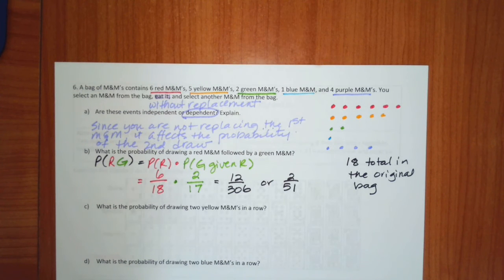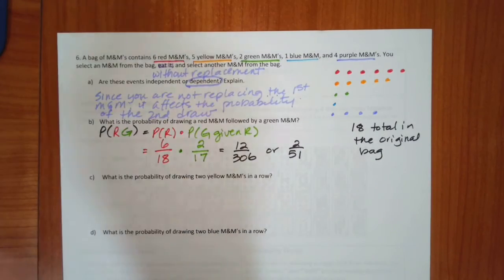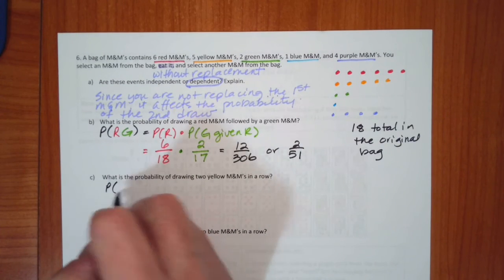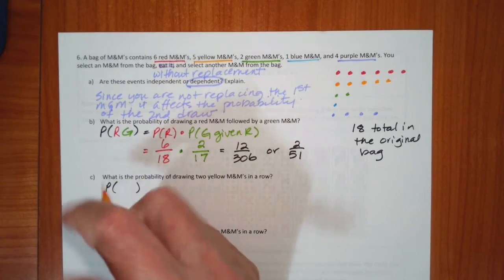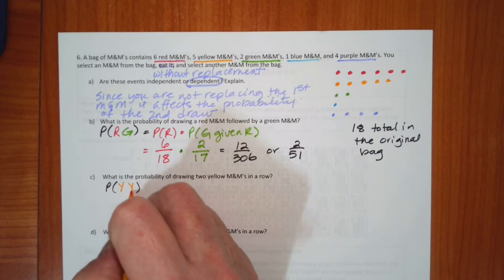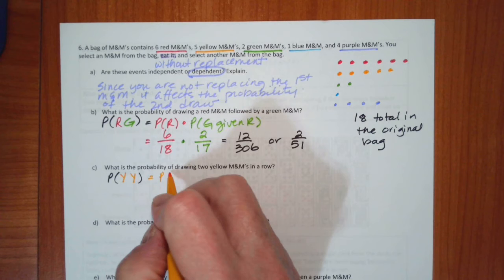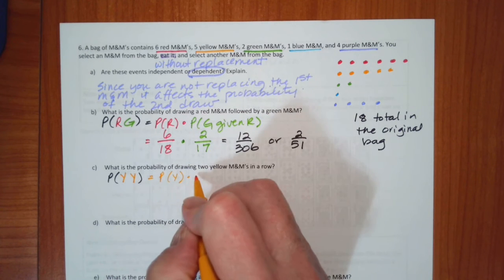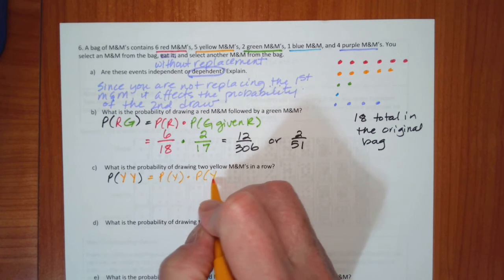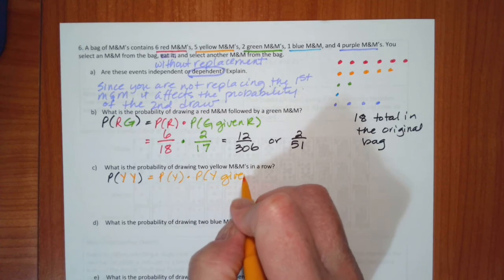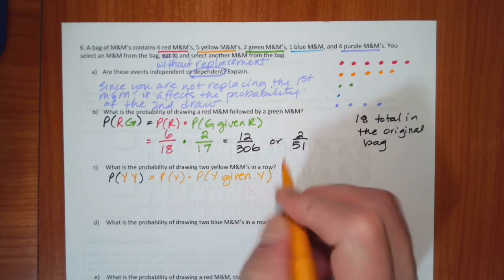Okay. All right, what is the probability of drawing 2 yellows? What I'm really looking for is the probability of a yellow followed by a yellow. So this is the probability of a yellow times the probability of a yellow given that I've already taken a yellow.